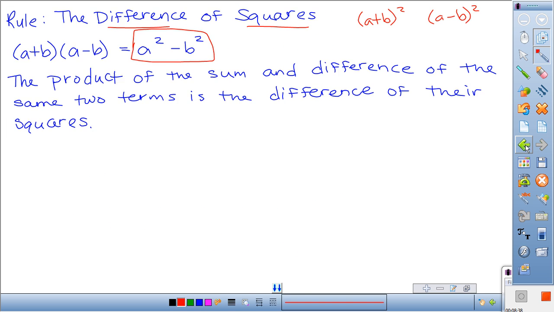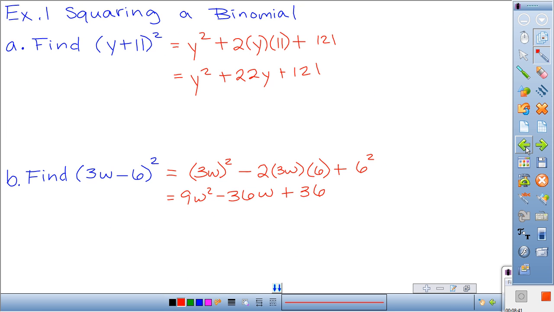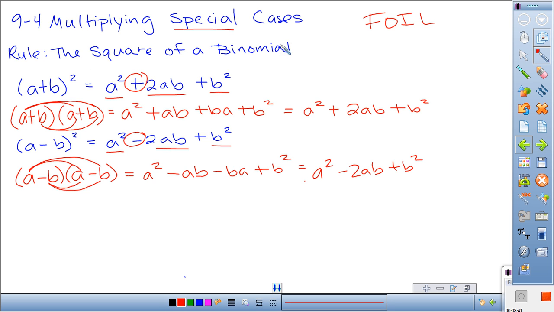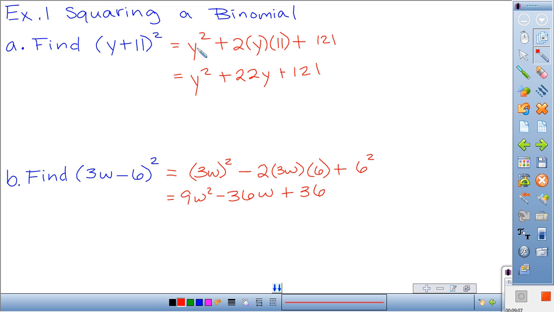Okay, just as a little review, we've learned two rules now. Let's go back to the beginning. Our first rule was the square of a binomial. That's when you have a binomial squared, like a plus b squared or a minus b squared. In that case, you end up with the first term squared plus 2 times your two terms plus the second term squared. When you have a minus b squared, it's still first term squared. The only difference is you're subtracting 2 times your two terms plus b squared. And we saw that in example 1, where we did y squared plus 2 times y times 11 plus our second term squared, 121. We simplified.